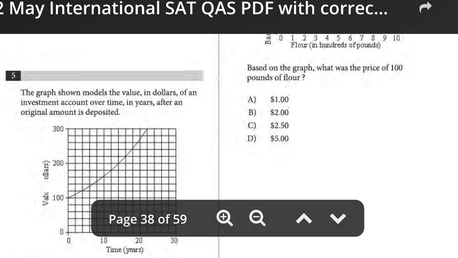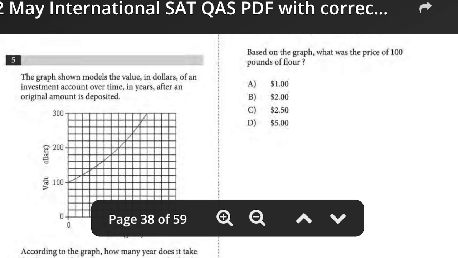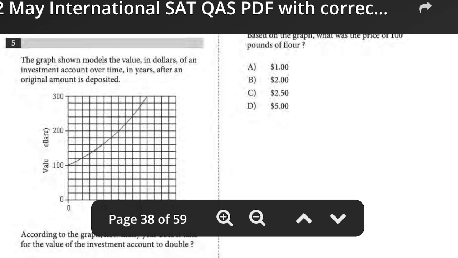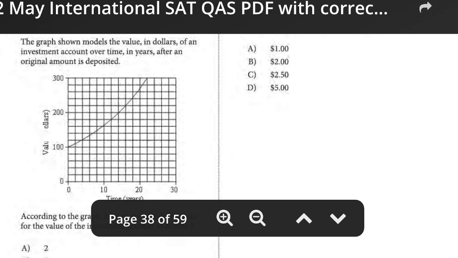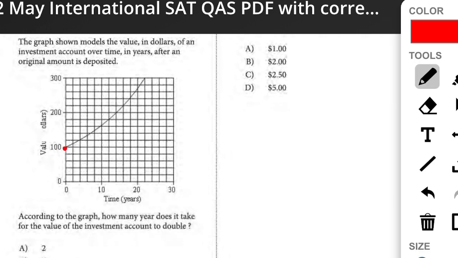Okay, number 5. The graph shows the model. We have another exponential function over here. This one looks like a model of the value in dollars of an investment over time, in years after the amount is deposited. So it looks like the original value is $100, as you can see right over here. Then it's just an exponential graph going up. According to the graph, how many years does it take for the value of the investment account to double?